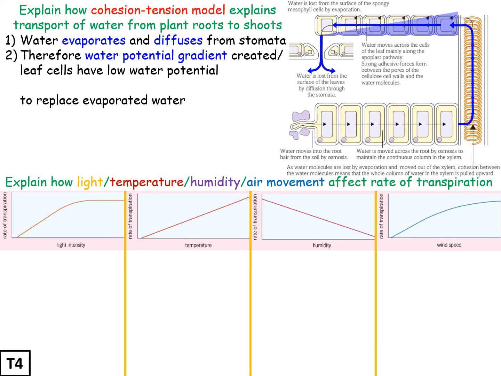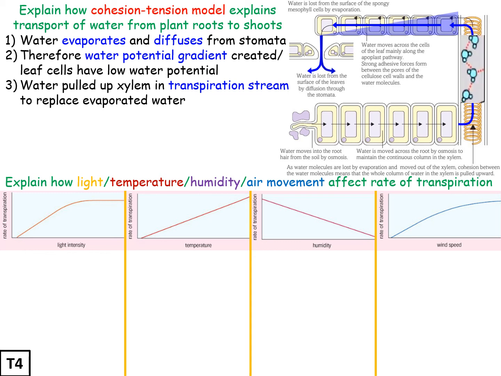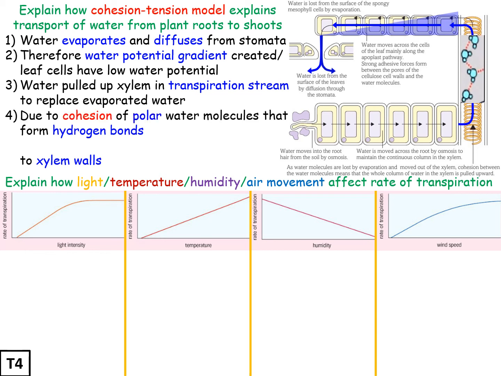And that water is replaced through the transpiration stream in the xylem. The water gets pulled up in the xylem in the transpiration stream because these water molecules form hydrogen bonds with each other because of the fact that they're polar. Because they're polar water molecules, they form cohesion between these polar water molecules due to the hydrogen bonds. The water molecules could also form hydrogen bonds with the xylem walls, and this is called adhesion.